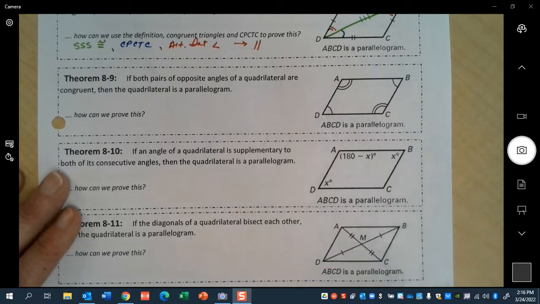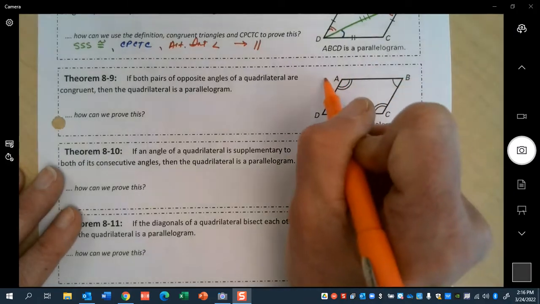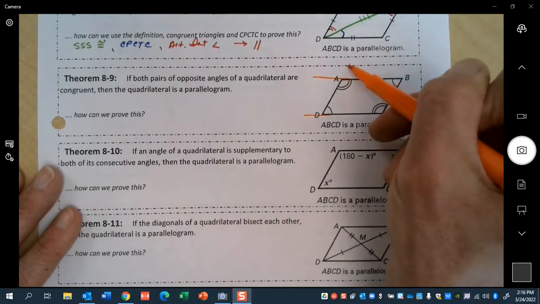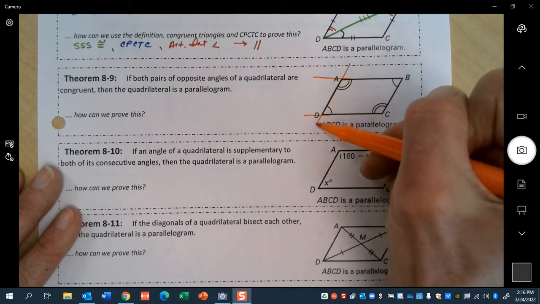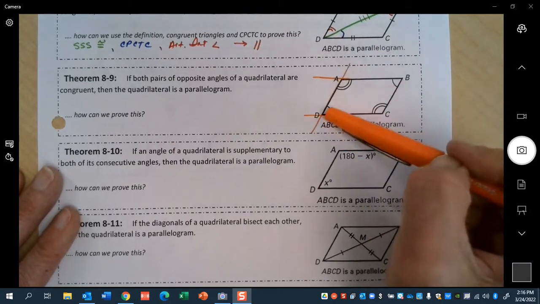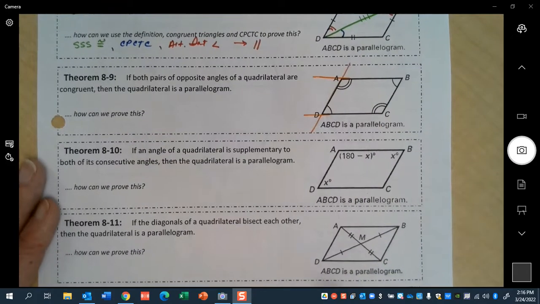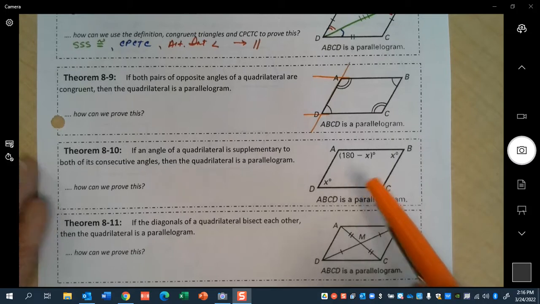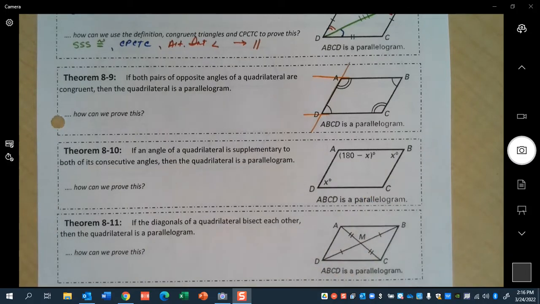Consecutive interior angles. All right. So if we talk about this, we get A and D adding up to 180, but we don't know that. That's this group's jam down here. Okay, so we gotta think about this for a little bit. How do those angles get us to parallel sides?